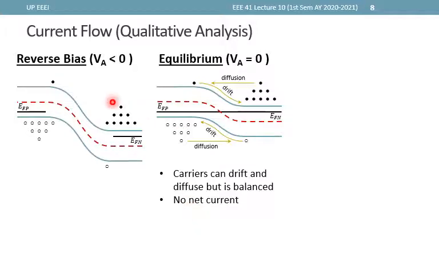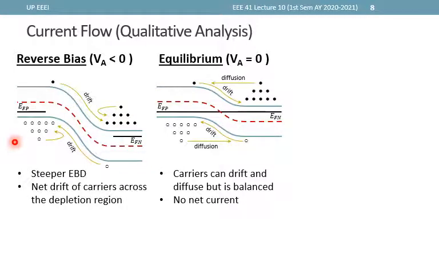However, when we apply, for example, reverse bias, then the voltage is negative and the bending becomes more prominent. So what happens? We have a steeper EBD, so a stronger electric field, and that still helps the electrons here to drift to the other side. However, the original carriers that were able to diffuse to the other side will this time not be able to diffuse. And therefore, in this case, the drifting component dominates and we will have a net current because of the carriers drifting across the depletion region.